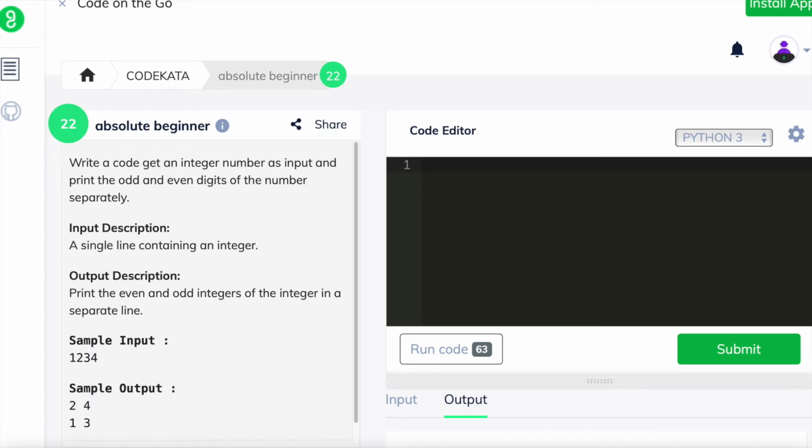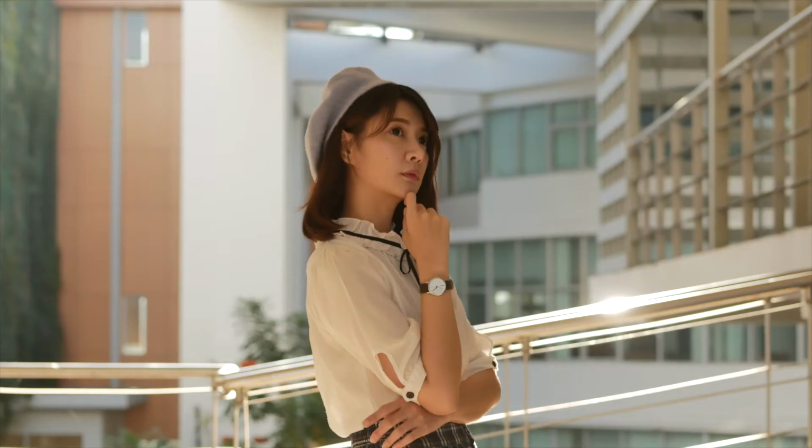Here, we are given a single integer and we are required to classify each digit in the number and print them on separate lines, where we would print all the even elements in the first line and all the odd elements in the second line. This is a pretty simple question, right?